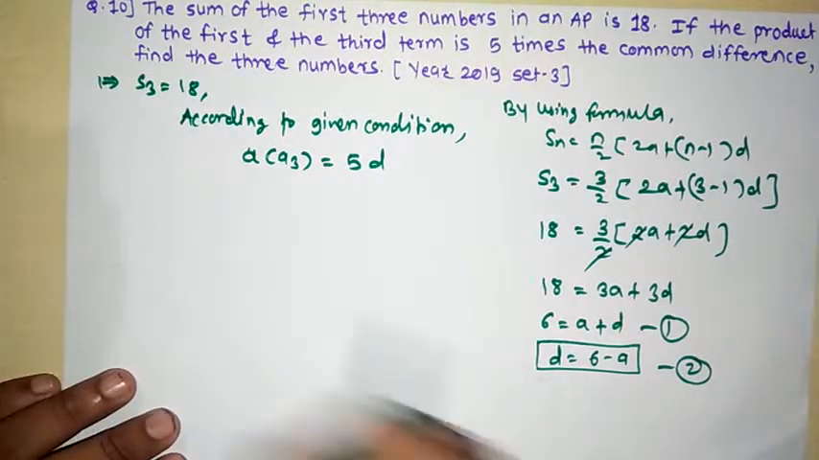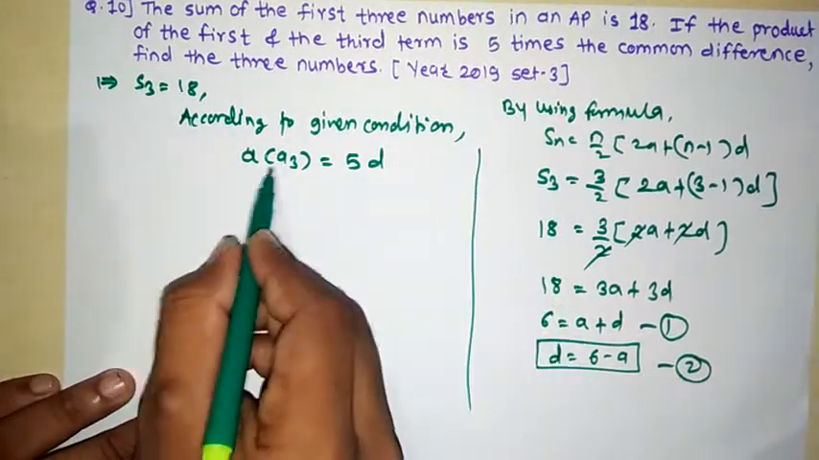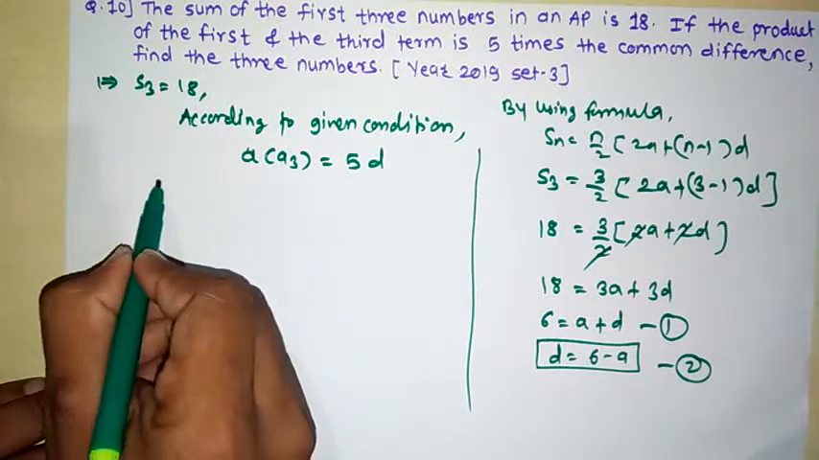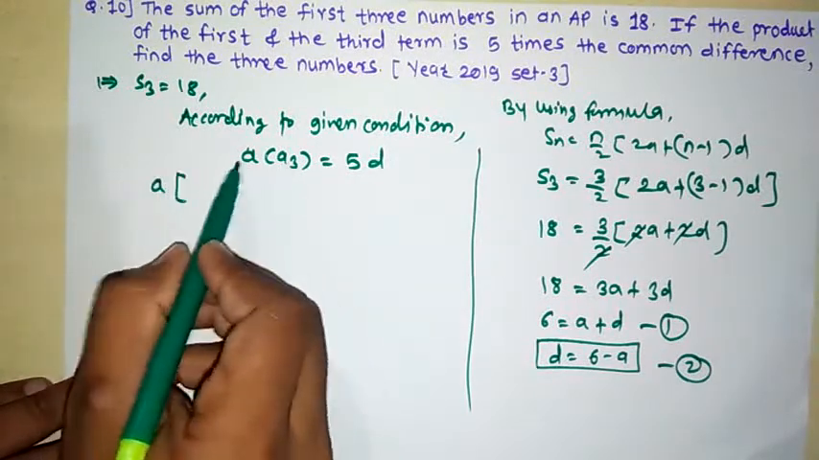Now see here, we will come here, we have to write the formula for a3. a as it is into a3 is the product. What is the a3 formula?